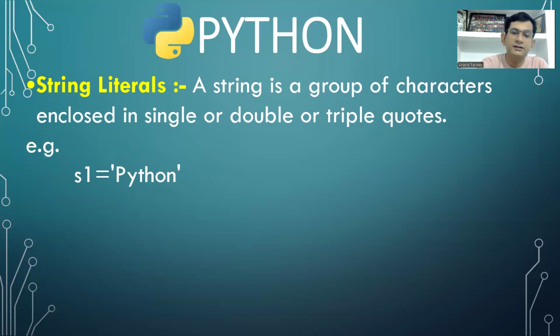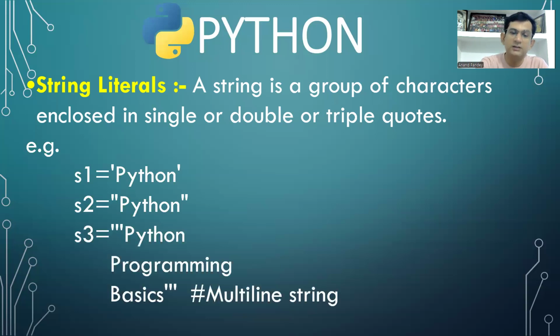See the first example, s1 equal to Python. Here I have created one string. It is enclosed in single quotes. Now another, it is enclosed in double quotes. Now the third is here, where I have written the string in triple quotes. Actually, triple quotes are used if you want to create multi-line strings. I will discuss how to create multi-line strings in this video itself. All three quotes we can use, and triple quotes we use whenever it is required to create multi-line strings.